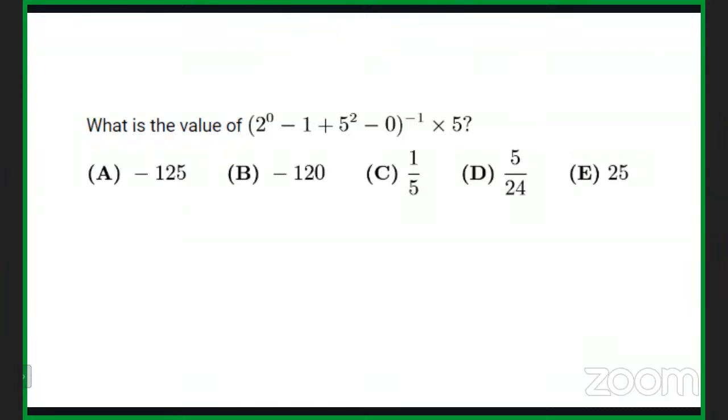Does anyone have a different method to solve this problem? Is there any method to solve this problem? Please tell me. Yes, ma'am. May I say? Okay. First we will solve the bracket inside, like 2 to the power 0 is 1, minus 1, so they both cancel out. Just like that we can solve the whole thing, then inverse and then multiply it by 5. So we'll get 1 by 5 as the answer.